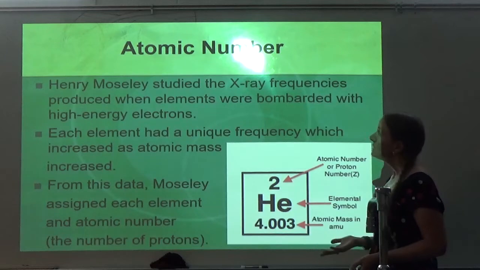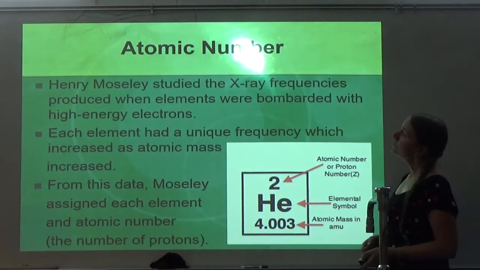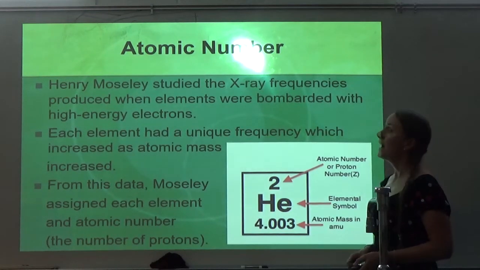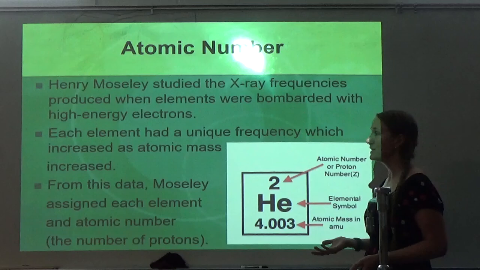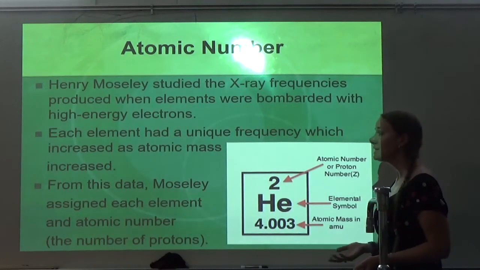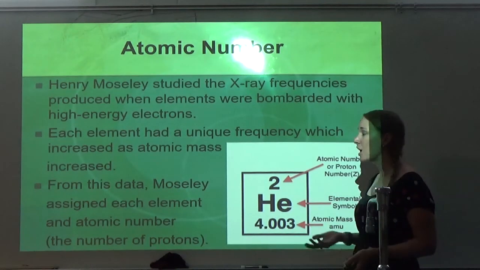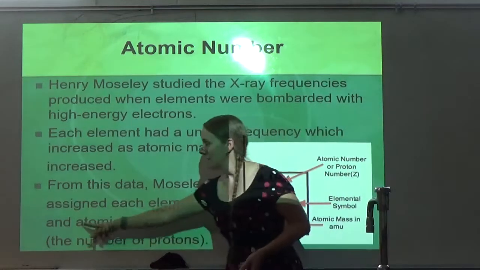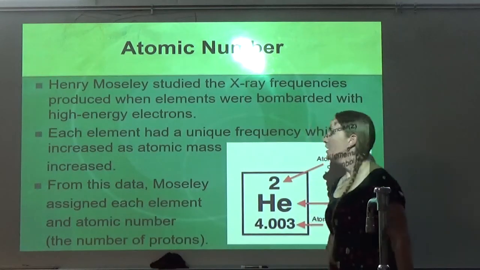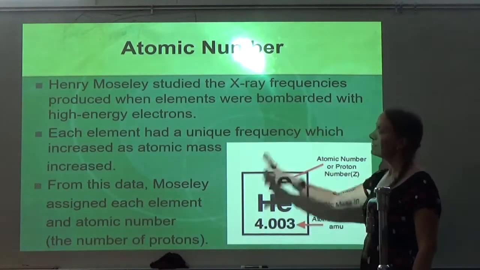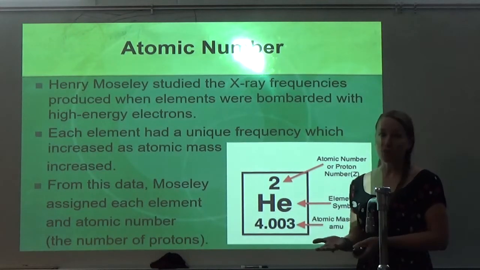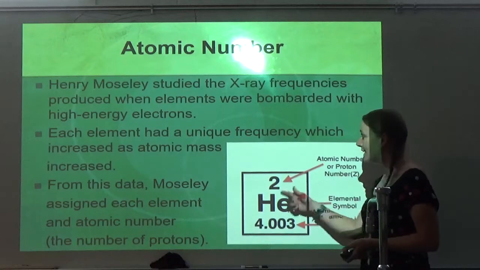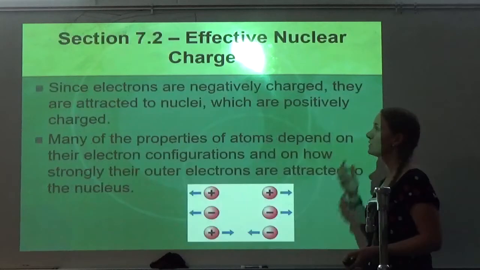Henry Moseley studied the X-ray frequencies produced when elements were bombarded with high-energy electrons. Each element had a unique frequency which increased as atomic mass increased. From this data, Moseley assigned each element an atomic number, the number of protons. Okay, so once Henry Moseley determined number of protons, atomic number, that's how we arrange our periodic table, by atomic number instead of by mass, like Mendeleev used.